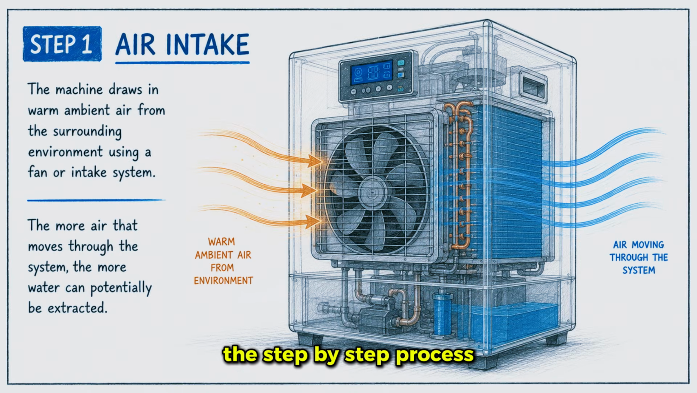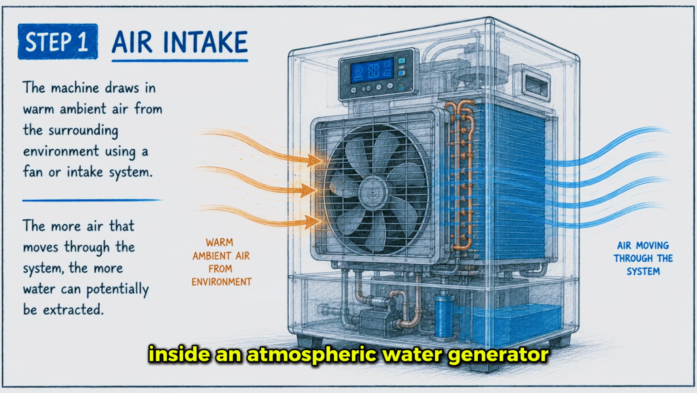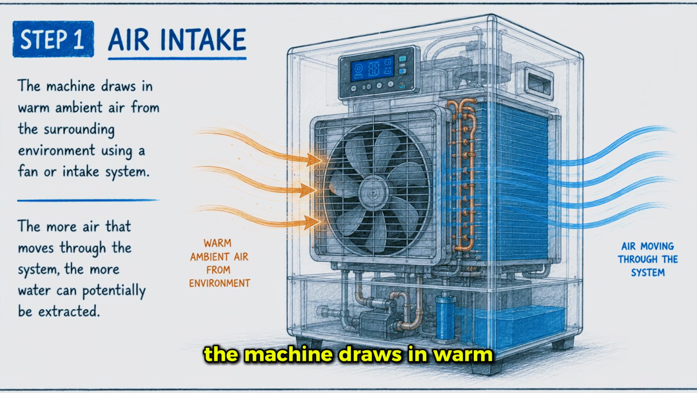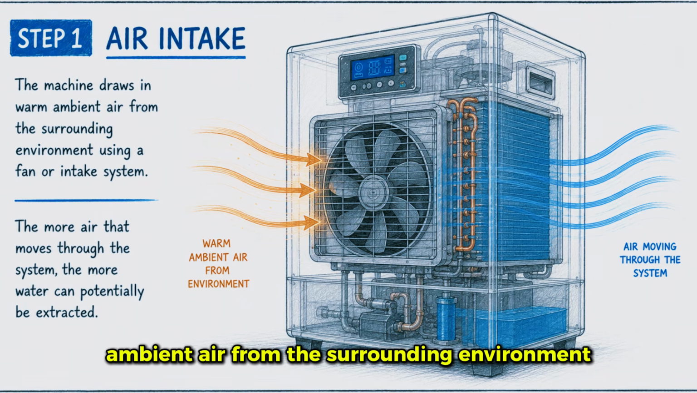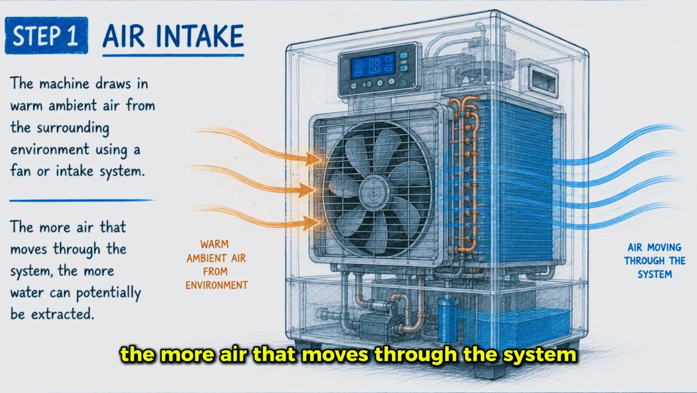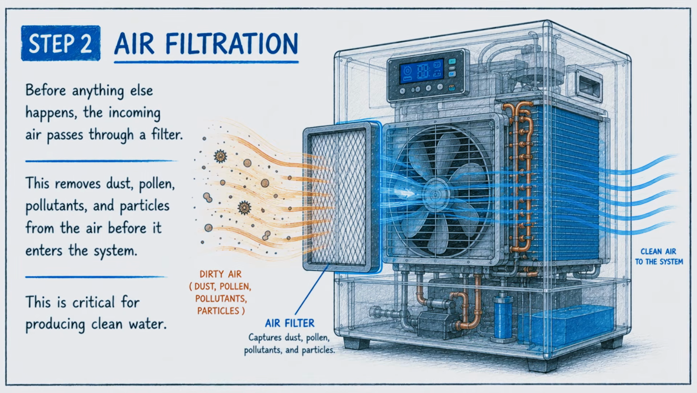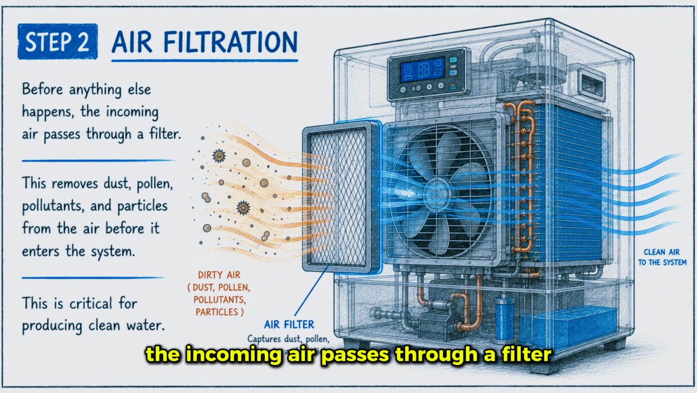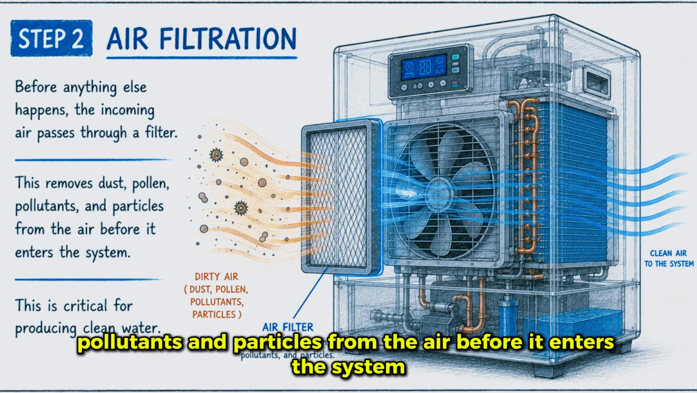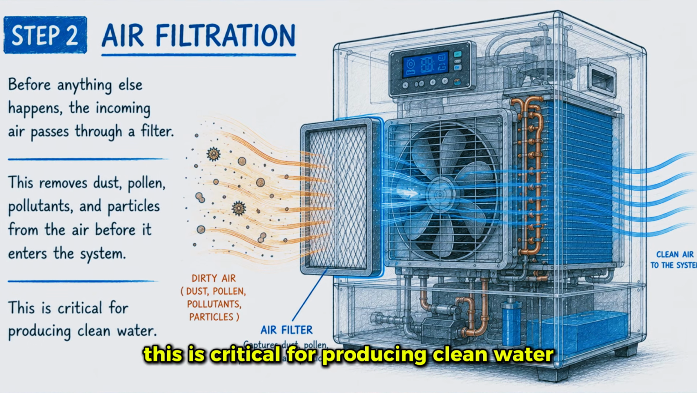The step-by-step process. Let me walk you through exactly what happens inside an atmospheric water generator. Step 1. Air intake. The machine draws in warm ambient air from the surrounding environment using a fan or intake system. The more air that moves through the system, the more water can potentially be extracted. Step 2. Air filtration. Before anything else happens, the incoming air passes through a filter. This removes dust, pollen, pollutants, and particles from the air before it enters the system. This is critical for producing clean water.